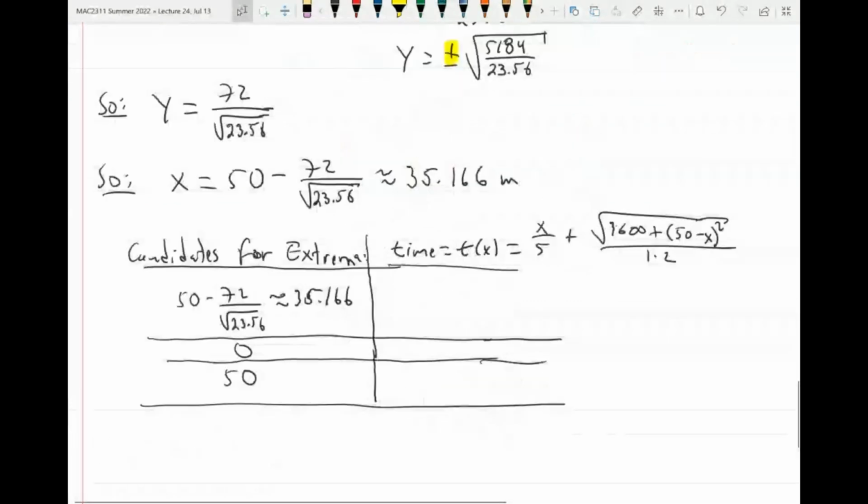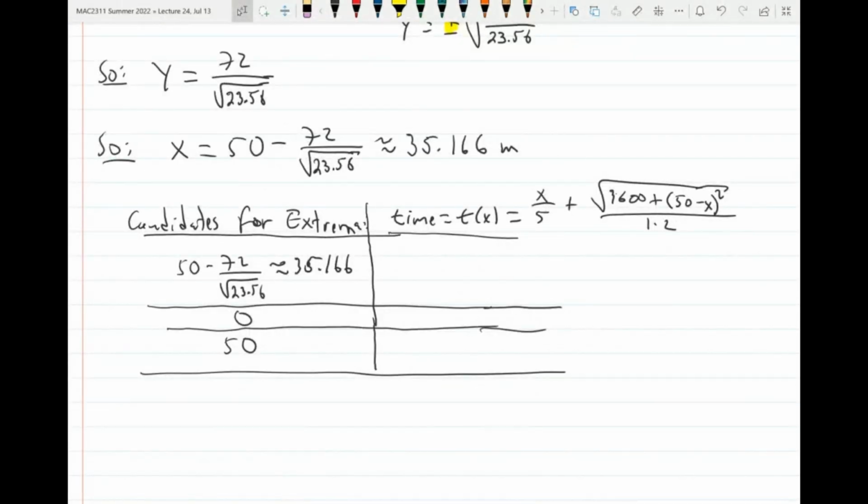Yes. Okay, so if we plug in 0, what do we get? So the first term is 0, then we get 50 squared. What's 50 squared? That's 2500 plus 3600, 6100, square root, divided by 1.2. So we get 65.085. That's how long it takes. If he decides to jump right into the water, that's how long it will take to get to the child. Okay? So we just found that.